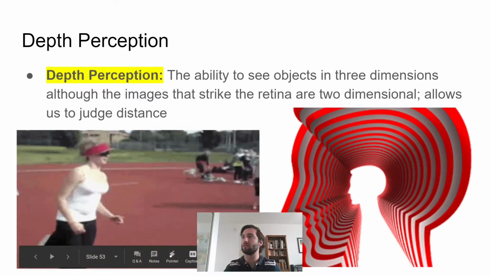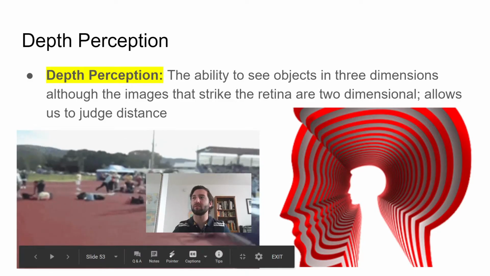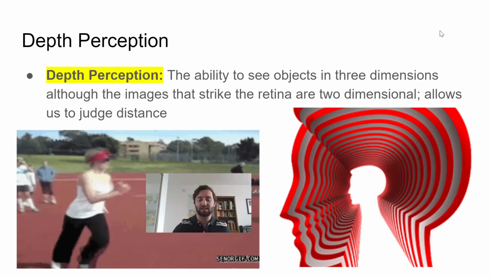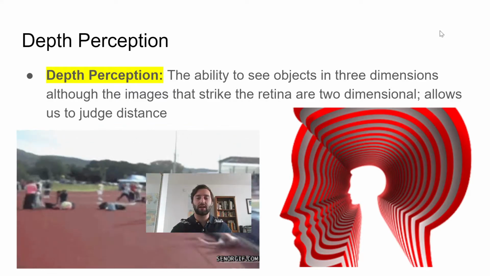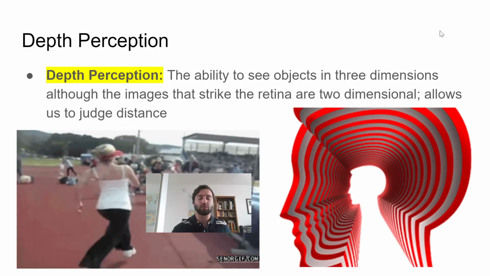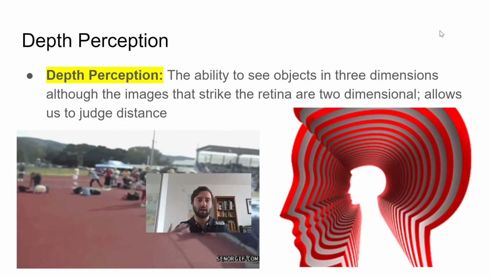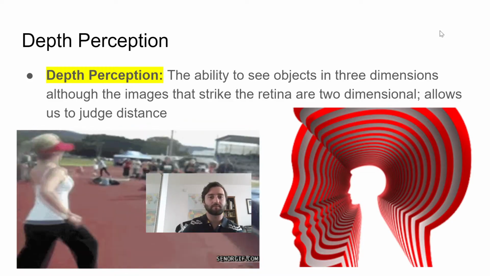Now we can also talk about depth perception. I'm going to put myself right here, that way YouTube doesn't get mad at me. So depth perception. This is an additional way that we are organizing or interpreting our world. Depth perception is our ability to see objects in 3-dimensional space.